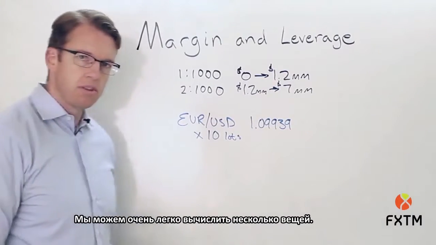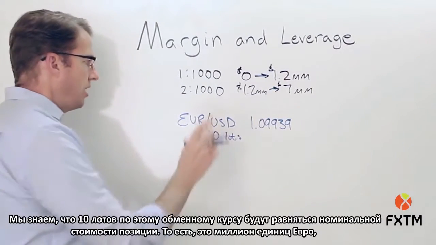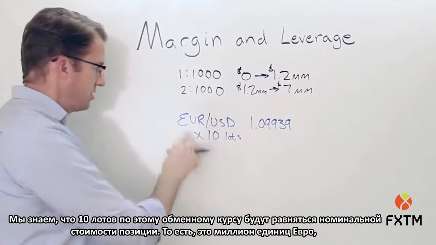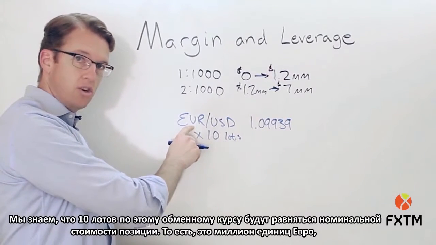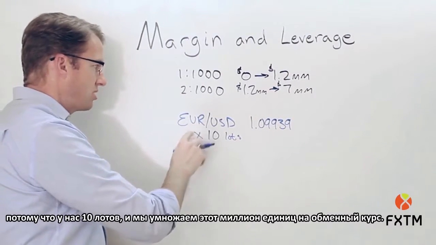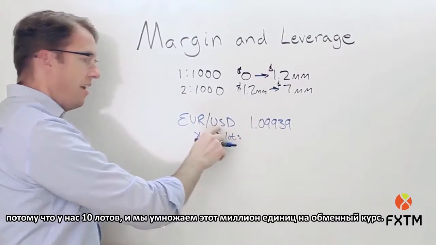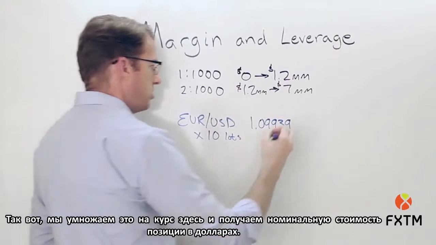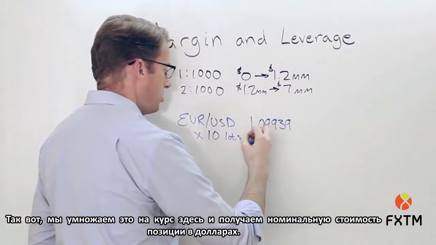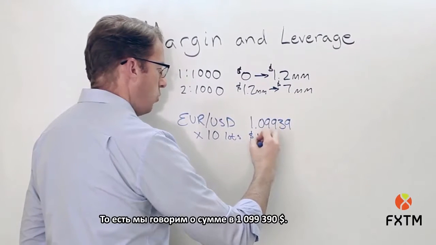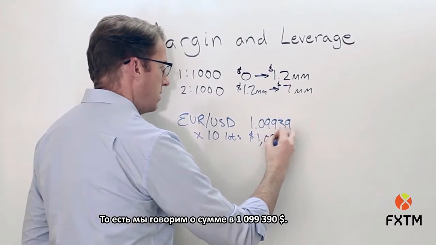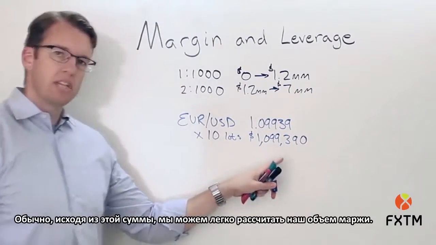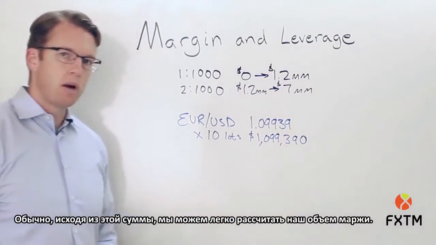Well, we can calculate a couple of things really easily. We know that 10 lots at this exchange rate is going to be the notional value, because it's going to be 1,000,000 units of the euro in this case. Well, if we take the 1,000,000 units of the euro times the exchange rate, because there's 10 lots, that's going to give us our notional value in dollar terms. So let me put that down here. So we say that's $1,099,390.